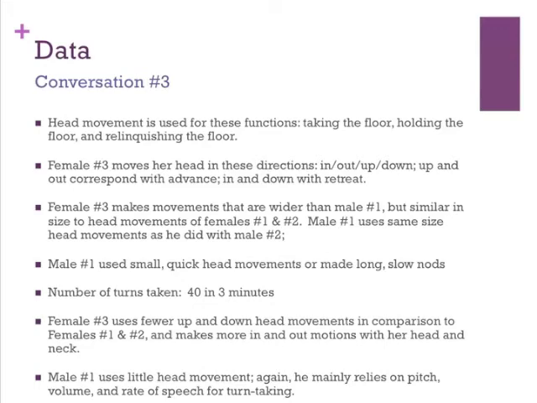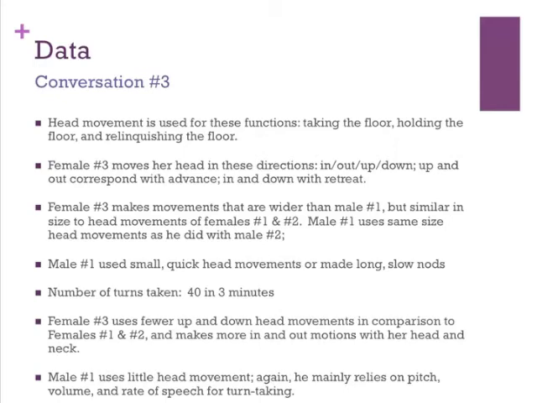Female number 3 makes movements that are wider than male number 1, but similar in size to head movements of females number 1 and number 2. Male number 1 uses the same size head movements as he did with male number 2. Male number 1 used small, quick head movements or made long, slow nods. The number of turns taken was 40 in 3 minutes.